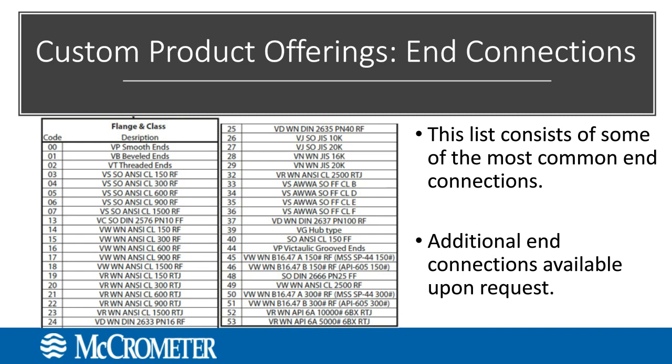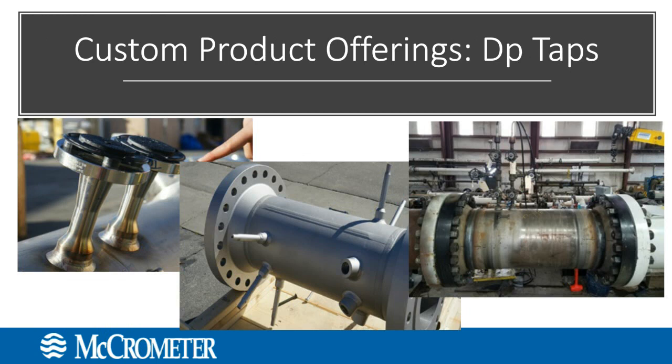Some of the most common ones here, obviously, are slip-on and weld neck ANSI flanges. We have options for plain and beveled end, threaded end. You see here we have DIN flanges. We can do API 10K flanges. So a real huge variability. It really depends upon whatever the customer wants, as well as additional end connections available upon request. We don't necessarily have an option for the different types of hubs we can offer, but if there's a specific hub that you would like, we can approach different manufacturers and get that information.